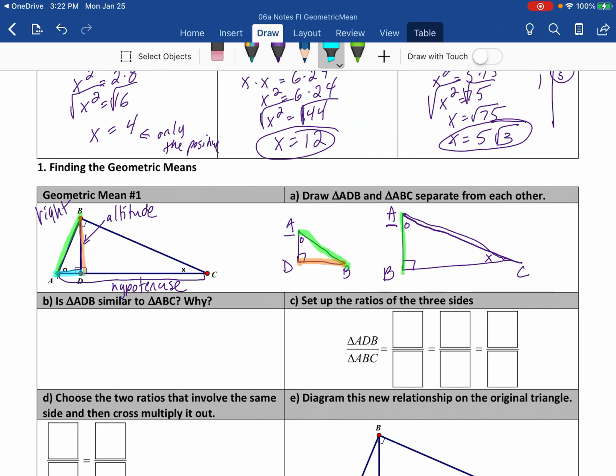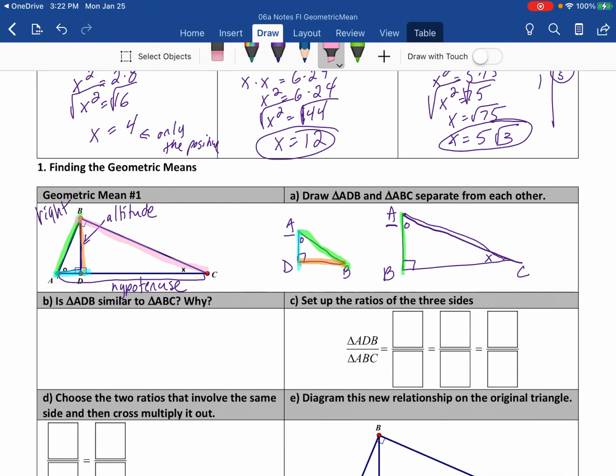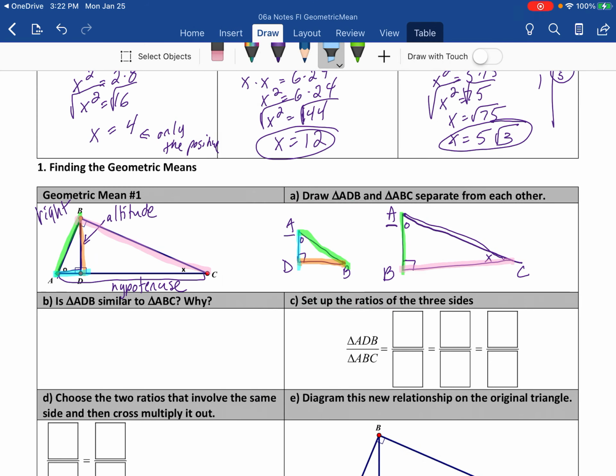Let's see. AD, AD. And then BC, BC, and D, or then AC is the whole thing. AC is the whole thing here. So one thing, and I'm going to go through this quickly again, is you notice that the hypotenuse of one is the leg of the other.